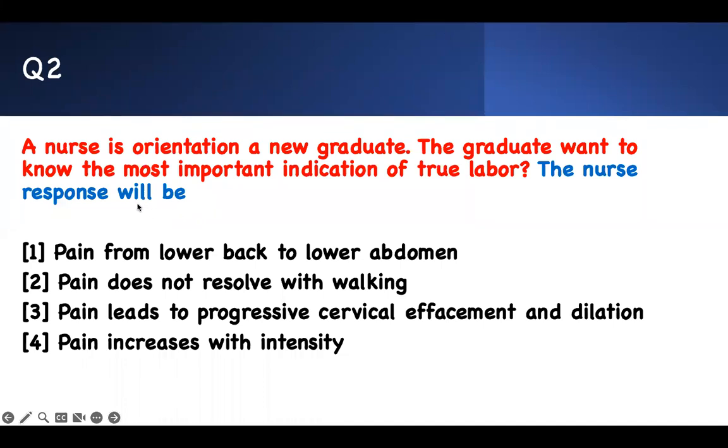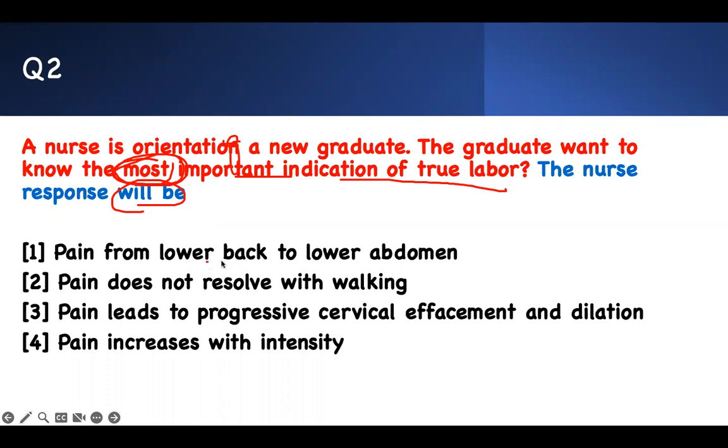The next response will be what? She has to say something. And next is orienting a new graduate. The graduate wants to know the most important indication of true labor. Look at it, the most important. So there's one answer, most. You have to know what true labor is. So what is the problem?